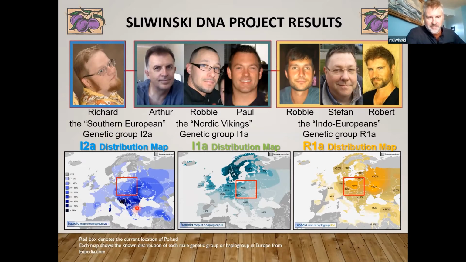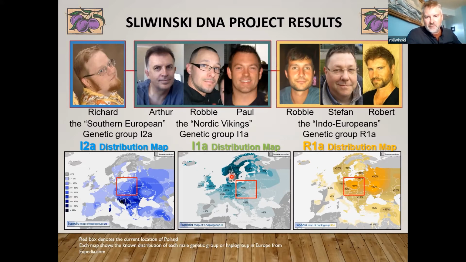It originates in Southern Europe, and this distribution map shows how they've expanded throughout Europe. Low levels are found in Western Europe, but the highest levels or numbers are found in Southern Europe. The I1A group, consisting of Arthur, Robbie, and Paul, are a Nordic group. The box shows where the ancestral origin of Poland is, but the Nordic or Viking group is found predominantly, with the highest numbers in Norway, Sweden, and Denmark.